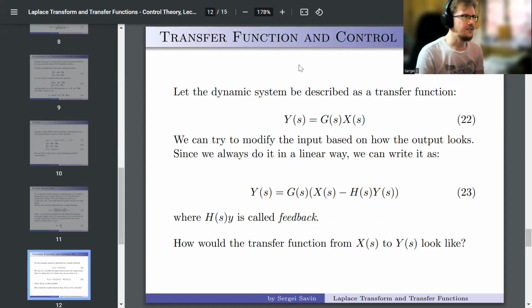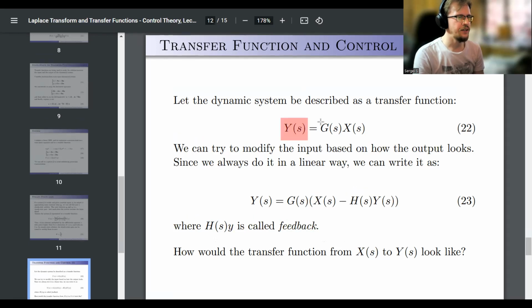So, last thing. Let's say we have a system described as a transfer function. So y is equal to x transformed by this function G of s. Notice I am being quite free with how I use those. Like there's y, there's x. Maybe it would have been better to use u here.